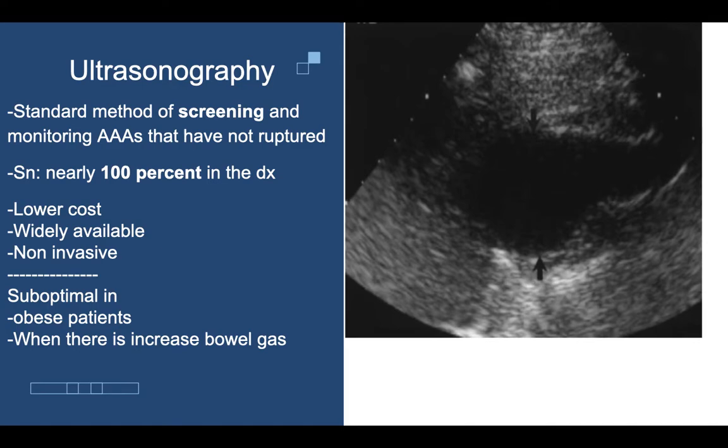However, the downfall of ultrasound is that it might be suboptimal in patients with excessive adipose tissue. It's going to distort the view a little bit. Also, patients who have increased bowel gas might be a little bit difficult to visualize. So the picture here on the right is of the ultrasound, and it is a longitudinal view of the aorta. As you can see within the black arrows, we see that aneurysm there, that big bulge is pretty obvious to see there.